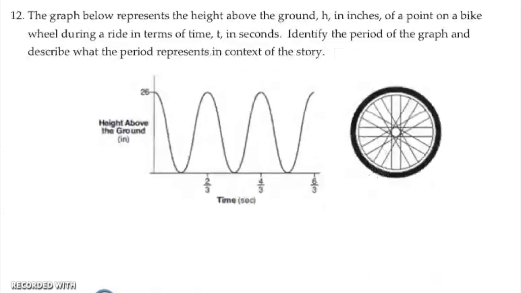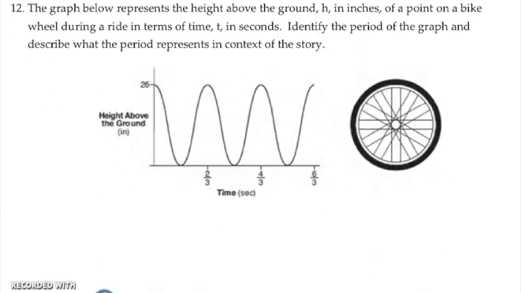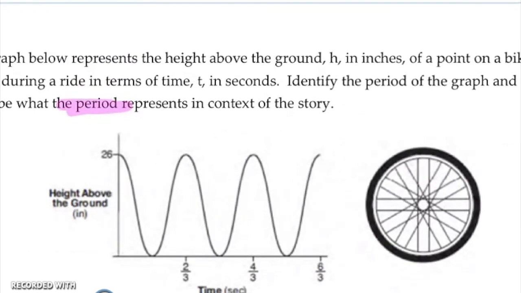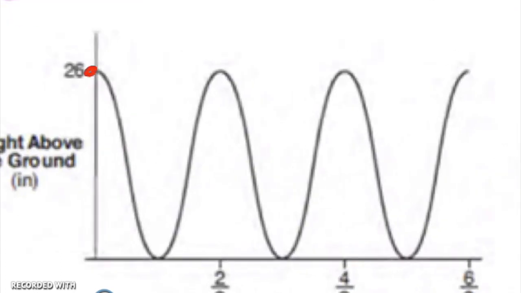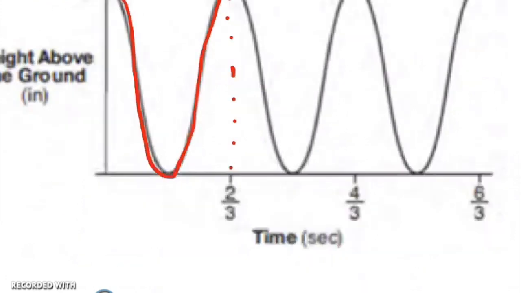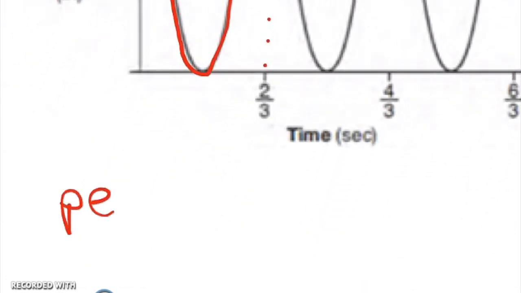All right, next one. The graph below represents the height above the ground, in inches, of a point on a bike wheel during the ride in terms of t in seconds. Identify the period of the graph and describe what the period represents. Remember that period is the length of one full cycle. So when I look at this graph, this starts at its maximum. It's going to go back down, come back up, and reach its max again. And that is 2/3. That's the wavelength, right? So your period here is 2/3 seconds.